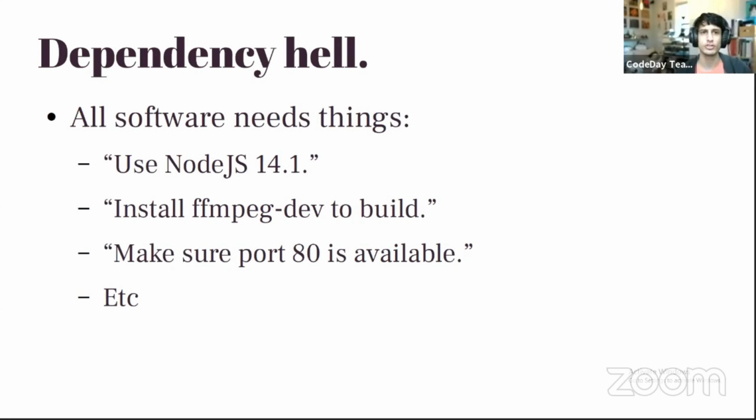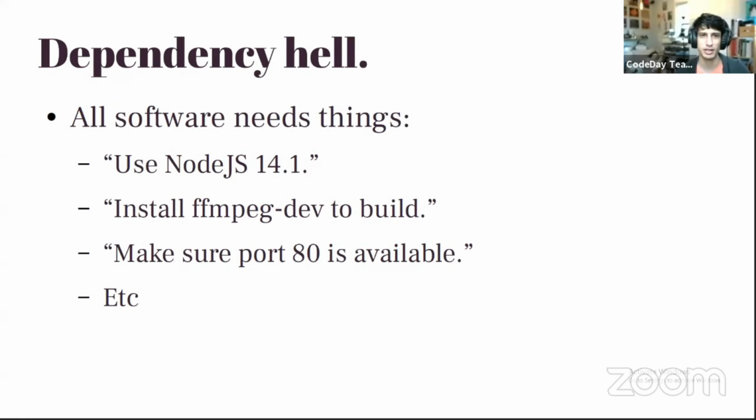Basically, all software needs certain things. If I was to run an application that's using Node.js, for example, which is a programming language, maybe I need specifically version 14.1. Maybe I need this thing called FFmpeg, which is video encoding software. It does a bunch of things. But if you've ever streamed to Twitch using something like OBS, it probably uses FFmpeg under the hood.